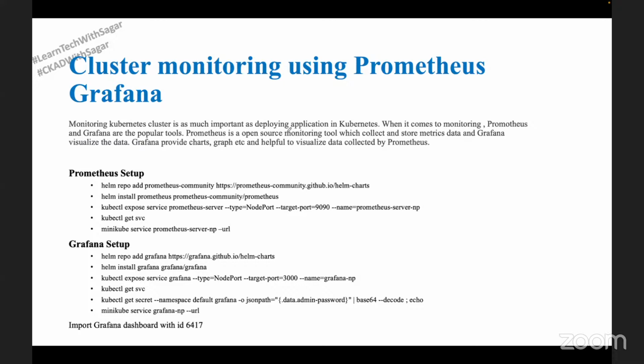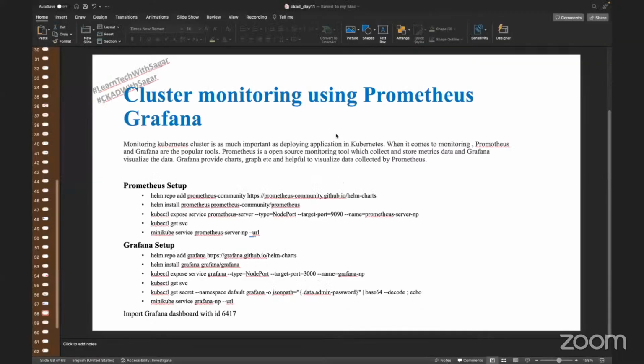Grafana is a visualization tool. Whatever metrics are coming, I'll show you the format of those metrics, but they will not be helpful to someone from a non-technical or even a technical background. So to help them, we should have charts and graphs which will help them visualize the data collected by Prometheus about the Kubernetes cluster and its resources. Okay. So what I'll do is quickly install Prometheus and Grafana.